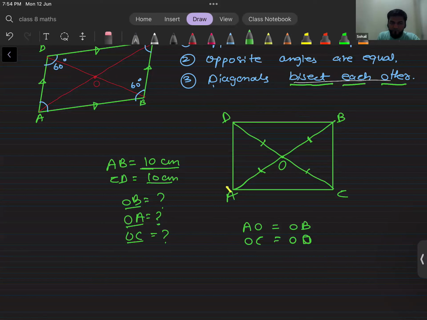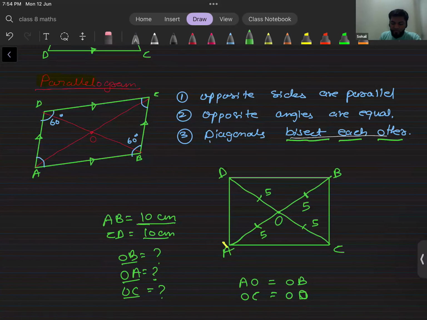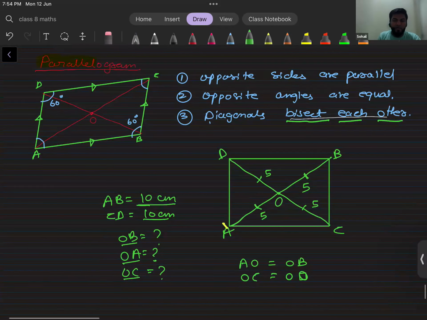Sir, 5 centimeter. Similarly, OA is also 5 centimeter, and OC and OD are also 5 centimeter, right? Yes, sir. Now, as we now know about the property of parallelogram, let's discuss a few other things.